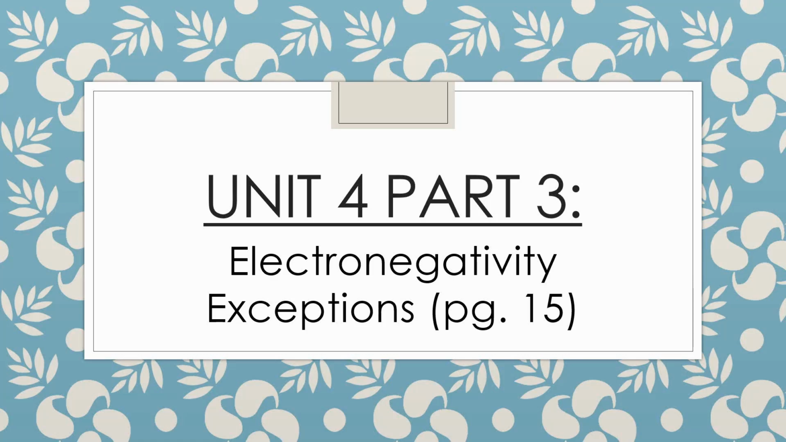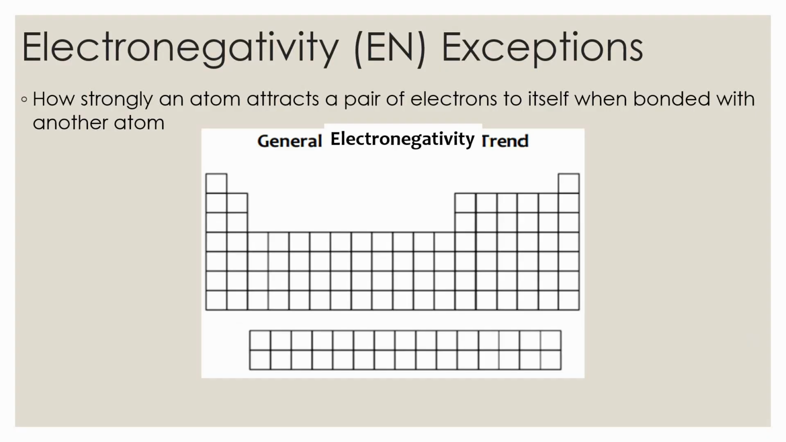All right, y'all. So in this video, we are going to learn about just one electronegativity exception. So you learned in your inquiry activity that electronegativity is how strongly an atom attracts a pair of electrons to itself when bonded with another atom. Or in short, just how badly an atom wants to grab onto more electrons, how badly an atom wants to add more electrons to itself.